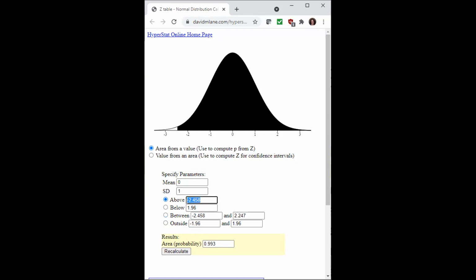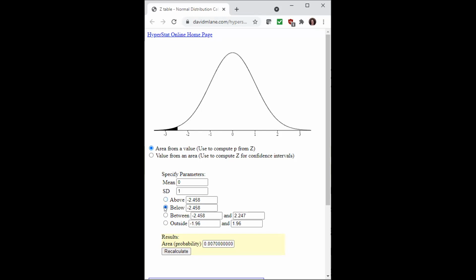The next question is find the probability that x is less than 50. Remember that 50 changed into a z-score of negative 2.458. So less than would be below. We'll click on that, recalculate it, and notice how it's just a tiny portion here. So it's 0.007.